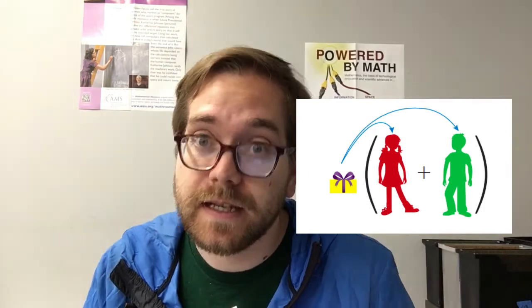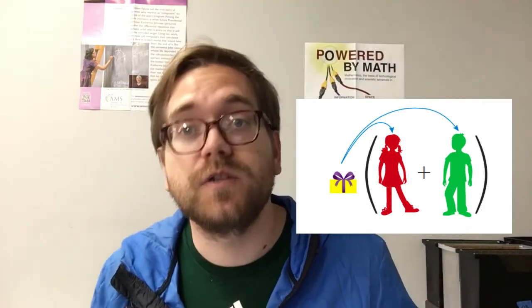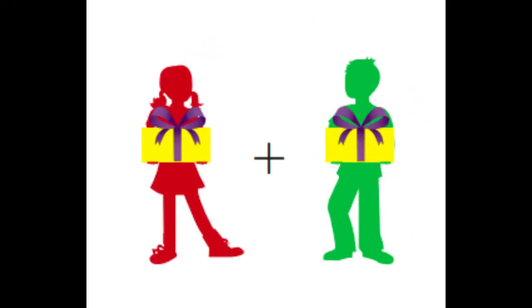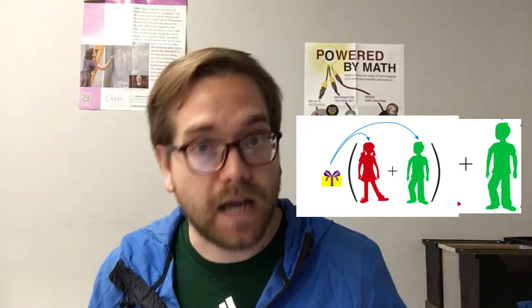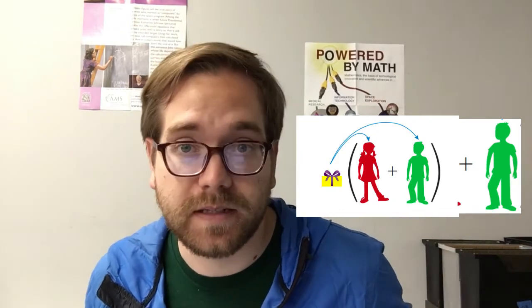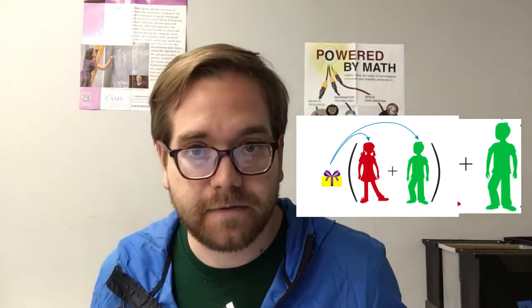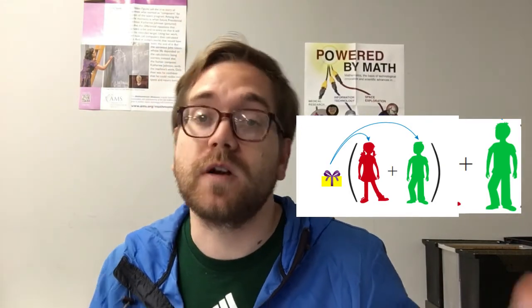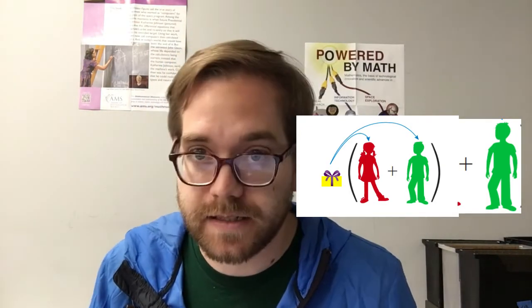Look at this image. Look at these two children. They're grouped together because they're both nice, and the gift is going to be distributed to both of them, like this. But if there are any naughty children outside of the group, outside of the parentheses, then they don't get the gift. It's only those who are inside of the parentheses, the nice kids.